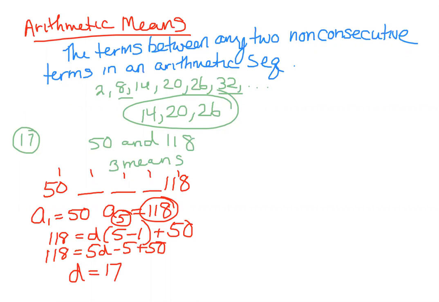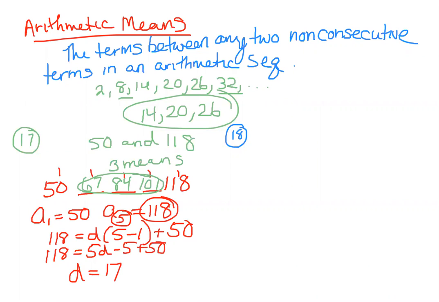So then we can go ahead and fill in our arithmetic means. We can just say 50 plus 17 is 67, and 67 plus 17 is 84, and 84 plus 17 is 101. And then if you wanted to check it, you could say 101 plus 17 equals 118. So we did it right. And here are our 3 arithmetic means. All right, let's look at number 18.